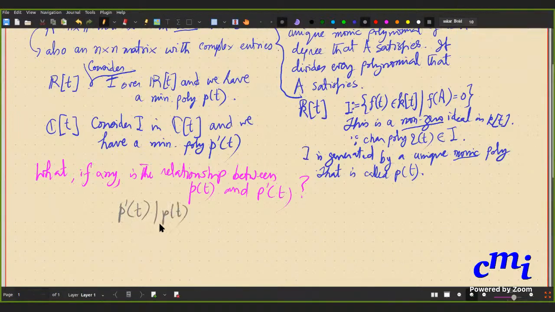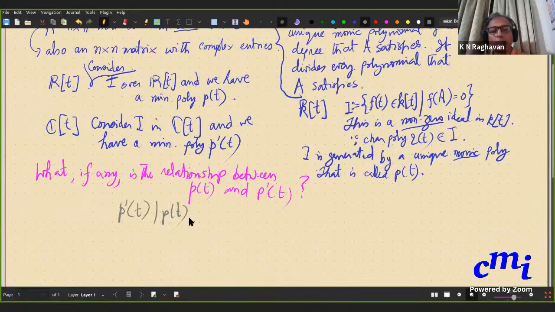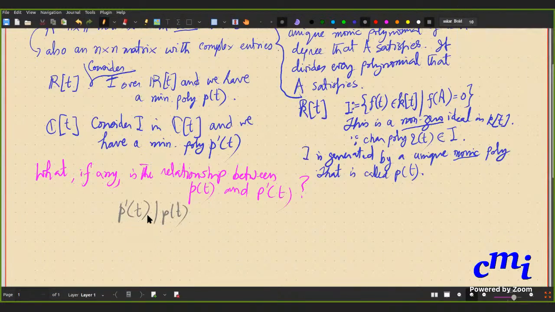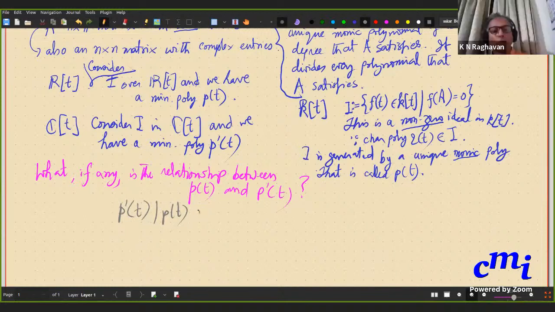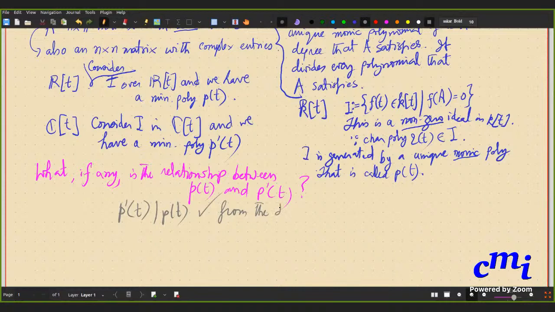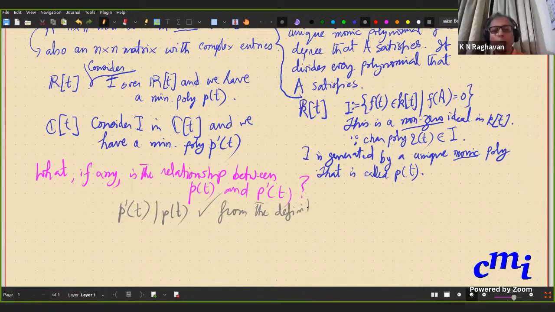Because after all, this is a real polynomial which is satisfied, right? And this is a complex polynomial of least degree. This is true. This is from the definition. Indeed, that's very good. But you are claiming they are equal.